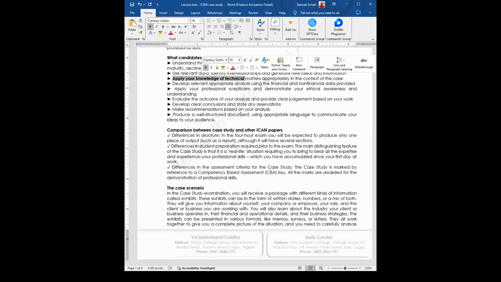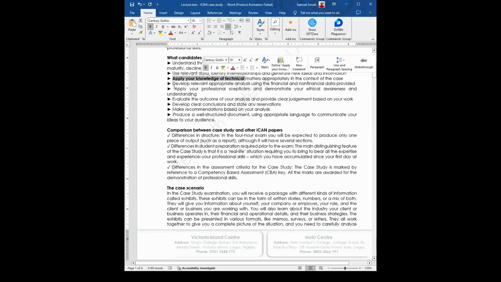Possibly, a business is looking forward to look at the value chain of its business, the operations of its business. Then your knowledge of the value chain model comes into play. So you have to be able to apply those things that you have learned in the past in the case. Then you develop appropriate analysis.